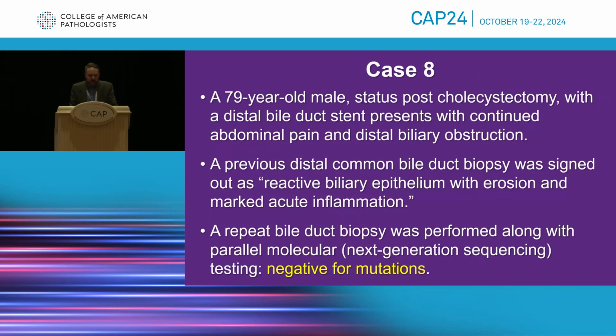So for the last case, we'll talk about a 79-year-old male who is status post cholecystectomy, and they have a distal bile duct stent with continued abdominal pain and distal biliary obstruction. They had a previous biopsy of the common bile duct that was signed out as reactive biliary epithelium with erosion and marked acute inflammation. This time they had a repeat bile duct biopsy that was performed with parallel molecular testing. The molecular panel showed that it was negative for mutations. So no problem, right?